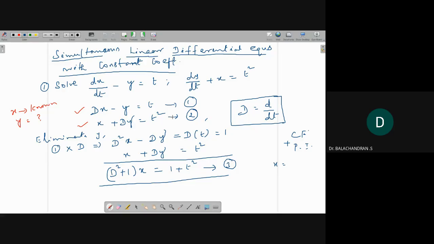If you don't understand the second method, please go through Veerarajan's book. It is explained neatly. But I am going to now use method 1. So I have x, I need to find y. Out of these two equations, the first equation is what I am going to choose.